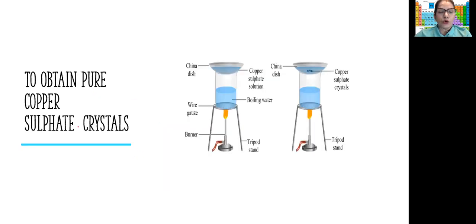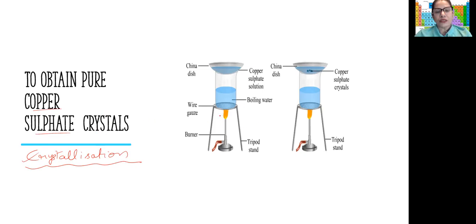Then there is one more method known as crystallization. The crystallization method is used to get pure crystals from a salt, and to remove the impurities from a salt. So if we take copper sulfate crystals, it has impurities. I want pure copper sulfate. So what do I do? I subject it to the crystallization method. So to obtain pure copper sulfate crystals from impure copper sulfate.